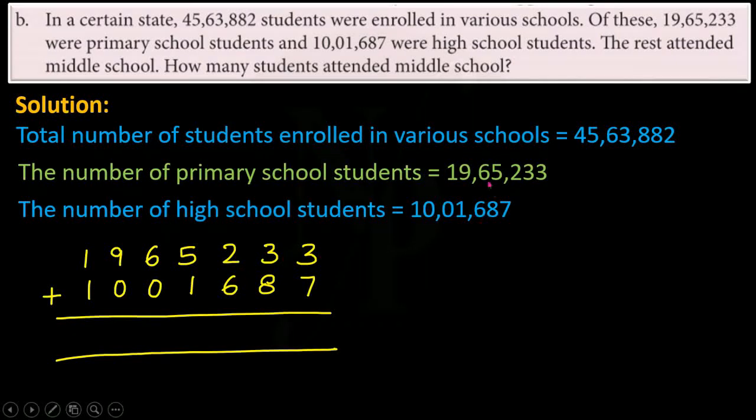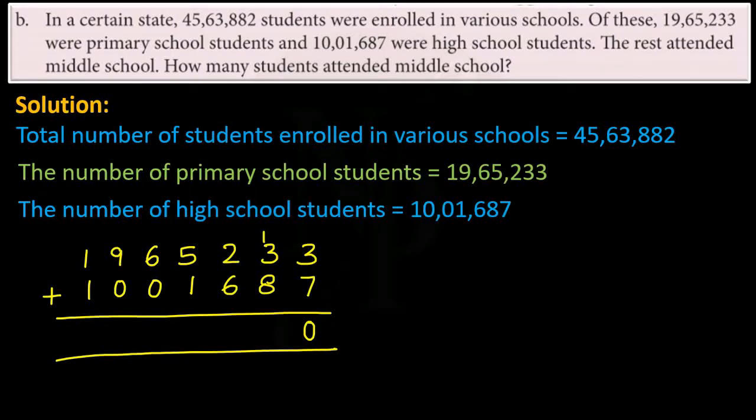Here I have written these two numbers vertically, one below the other, for addition to find the total number of students attending primary school and high school. Let us find the sum now. Let us begin from the ones place. Let us add 3 and 7. 3 plus 7 is 10. So we write a 0 in the ones column and we carry forward 1 to the tens place.